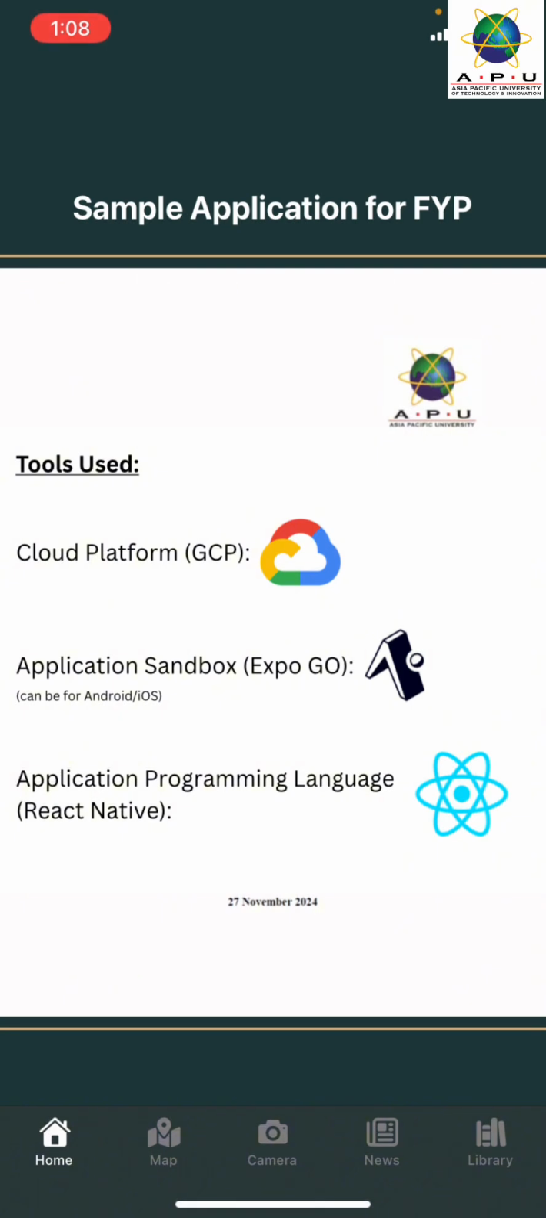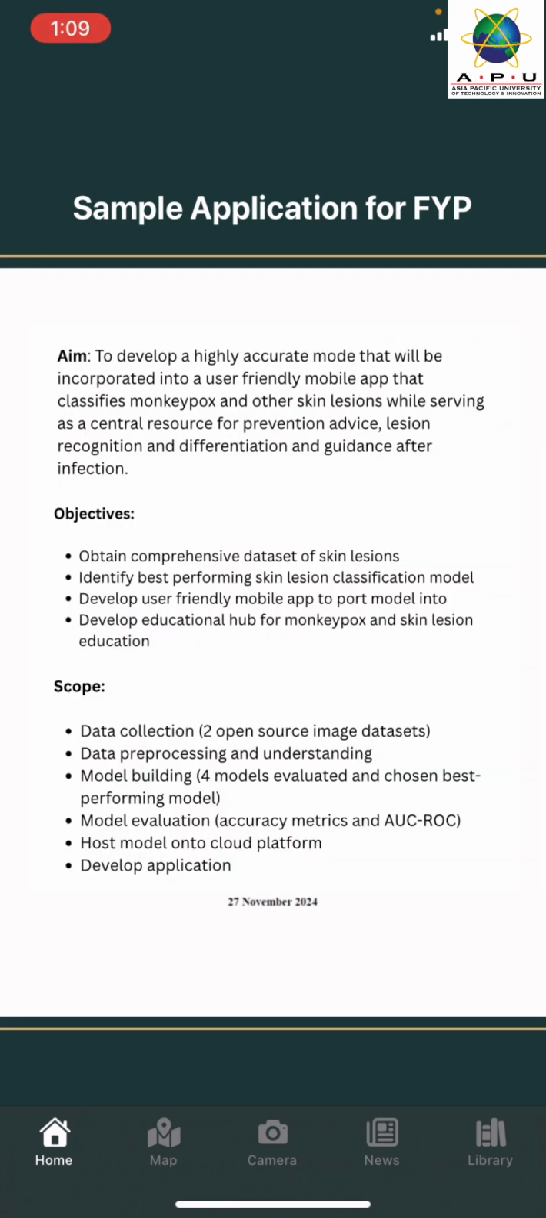So this mobile application is coded in React Native and it's also hosted in Expo Go because this is just for demonstration purposes only. This mobile application serves to enhance public knowledge on how to prevent getting infected by these skin lesion diseases and how to treat themselves at home if they were diagnosed with these skin lesion diseases as well. And it also aims to enhance public awareness as well.